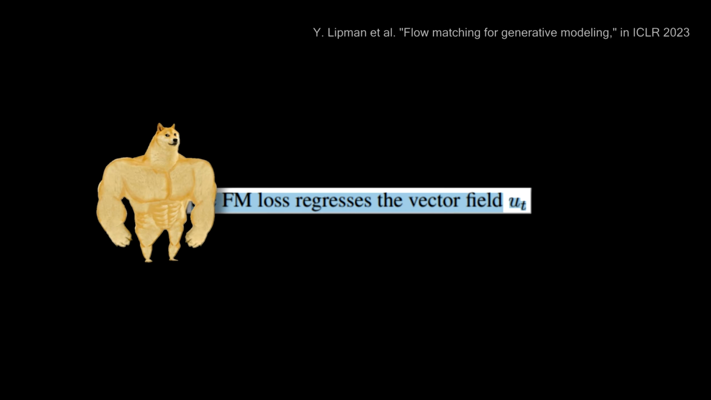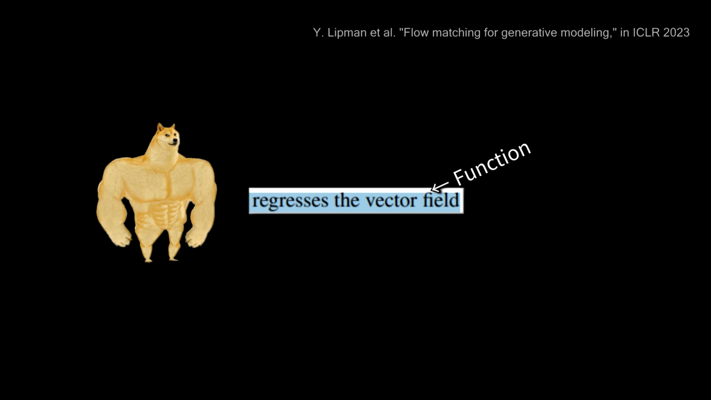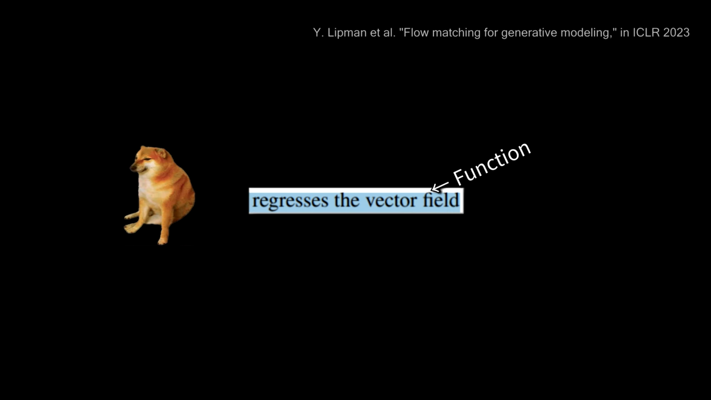However, I just explained that a vector field is a function, not a simple numerical value, and that's where the confusion starts. In the next video, I will explain what it means to regress a function.